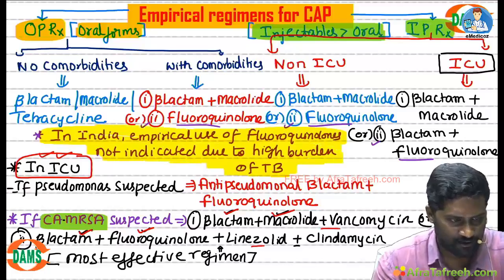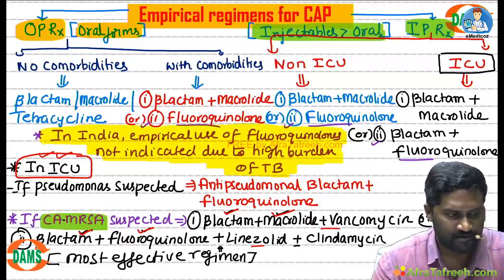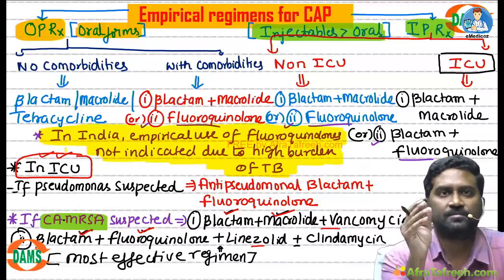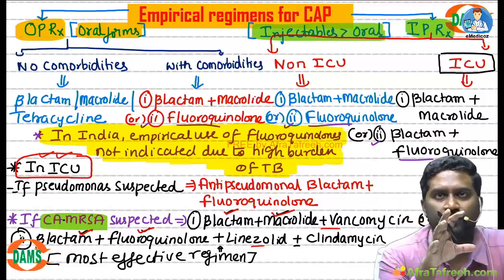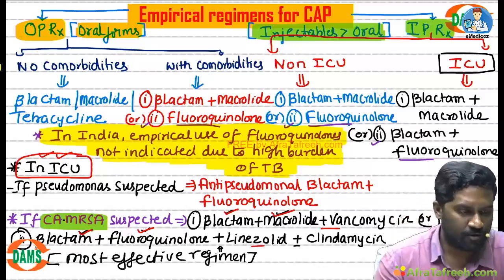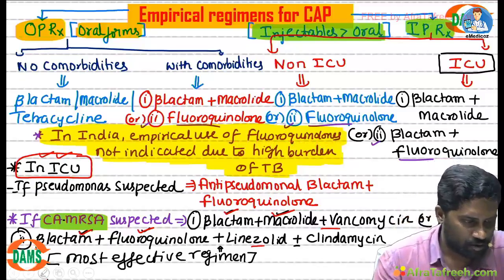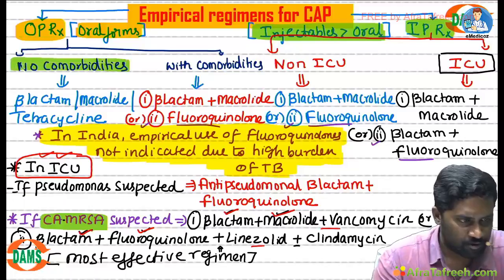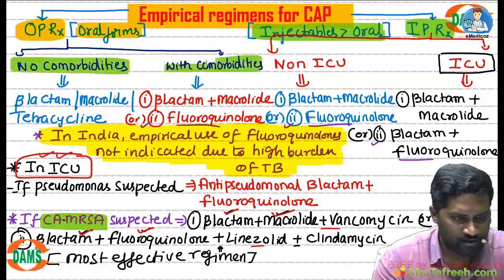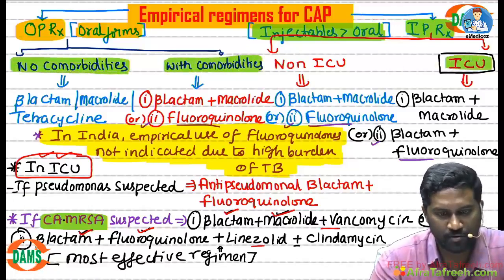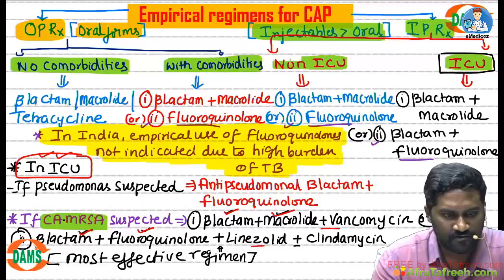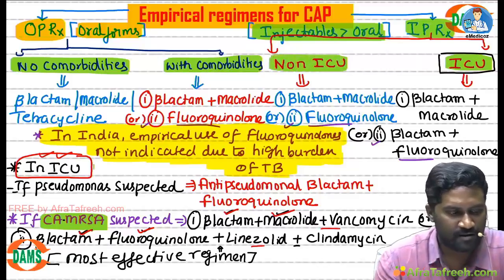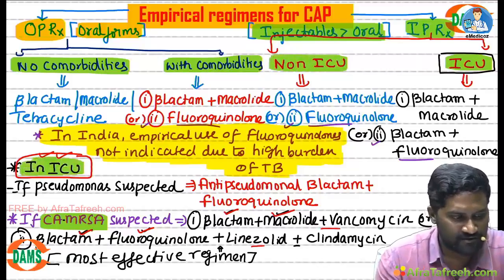So whenever there is a patient with community acquired pneumonia, first see where you want to treat him by CURB score. Is it outpatient or inpatient? If it is outpatient, you should know what to give if there are no comorbidities. Again, in inpatient treatment, if he is in ICU, what is the regimen? If he is not in the ICU, what is the regimen? And in ICU, special considerations.